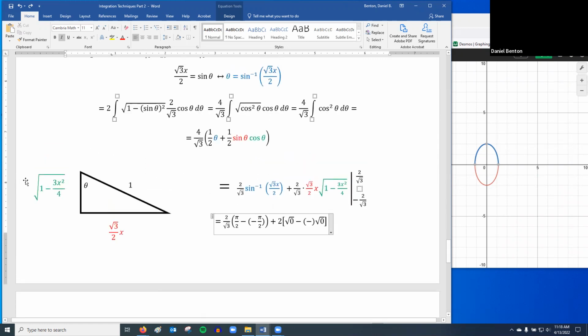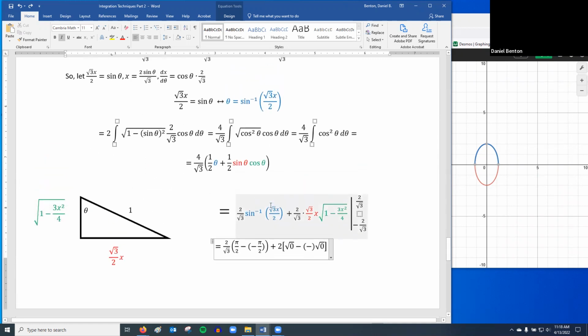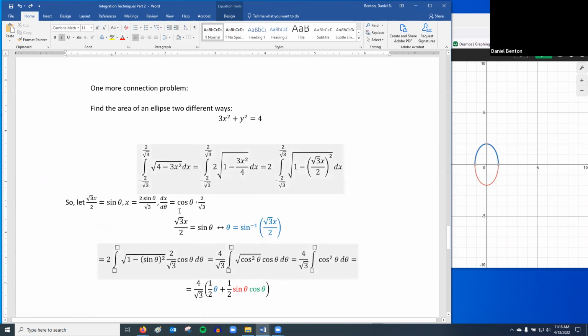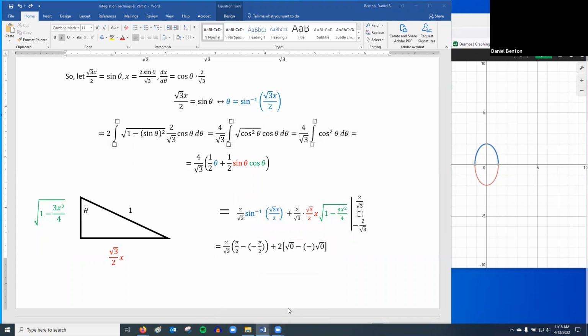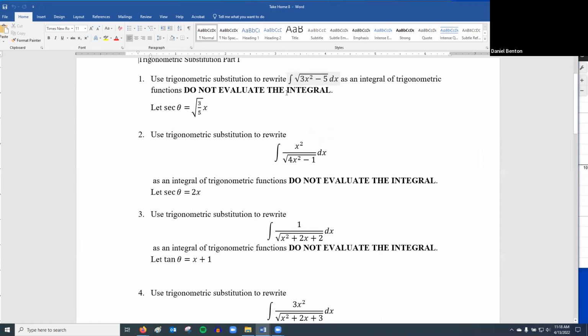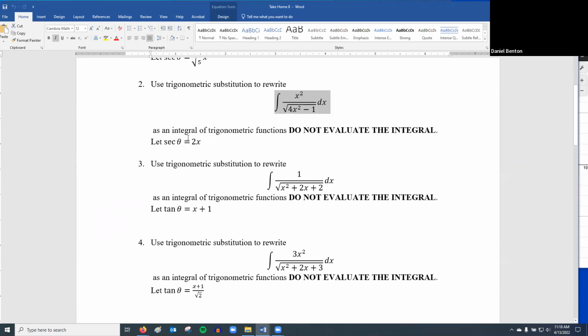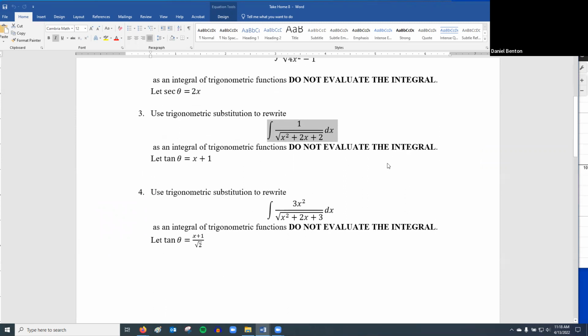The main thing I want you to see is using the triangle to do the forward substitution. So going from x's to thetas, and then using the triangle to do the inverse substitution, going from thetas to x's. That's the real skill that I'm going to ask you to do on the homework, right? I'm not going to ask you to solve the integral. I'm just going to ask you to do the substitution here, right? Okay.